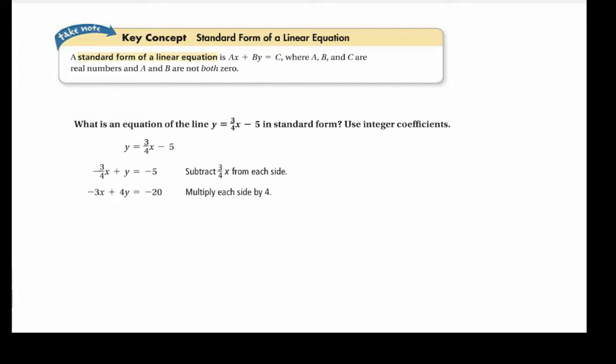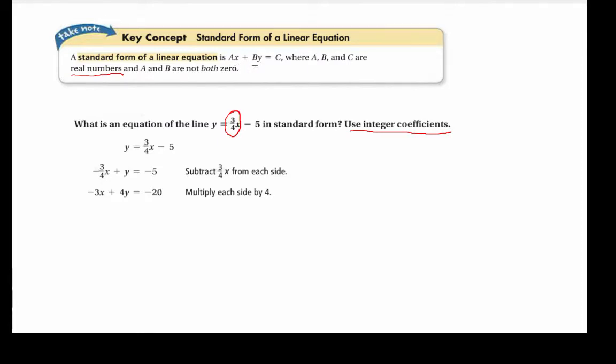What is an equation of the line y equals 3/4 x minus 5 in standard form? And then it says use integer coefficients. Usually when we talk about standard form, the definition here says A, B, and C have to be real numbers. But usually when we're talking standard form, we have to have integer coefficients. Well, what does that mean? Well, that means that fraction, 3/4, we don't want that. Okay? So standard form you see is a little bit different.